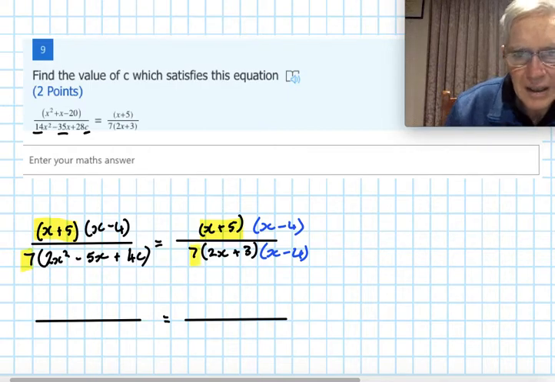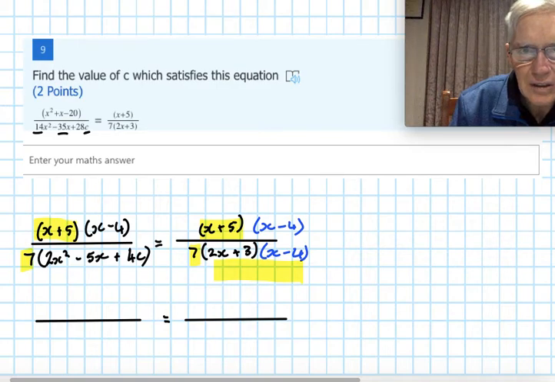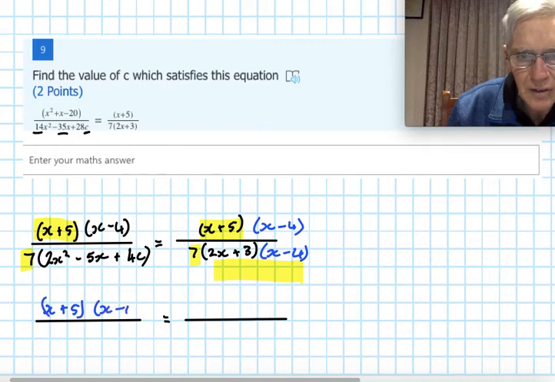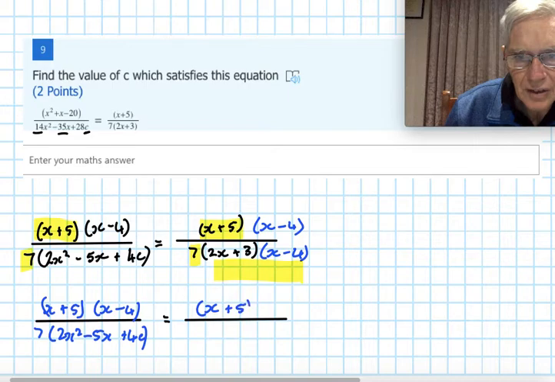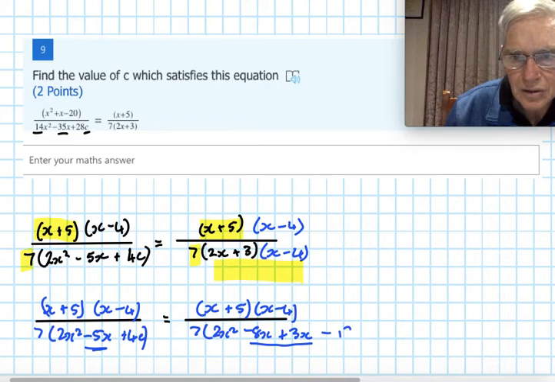So if I expand out this on the right and see if it can match the one on the left. Let's continue with this. What I'm going to do is I'm just going to write this was x plus 5. This will all be the same on the left. Over 7, 2x squared minus 5x plus 4c. And the same on the right now is x plus 5 times x minus 4. So we've got 7 bracket. Now let's expand that. That's 2x squared. That's minus 8x and plus your 3x. And these two come to minus 5, which was that one there. And 3 times negative 4 is negative 12.